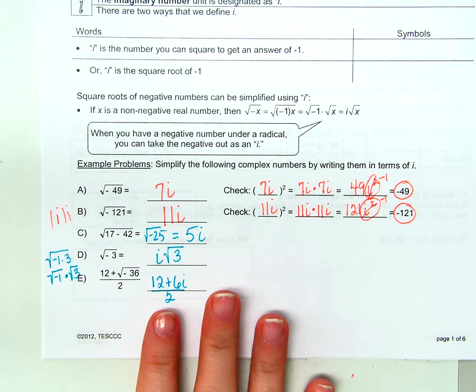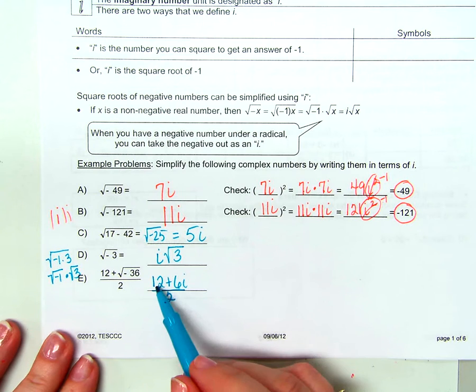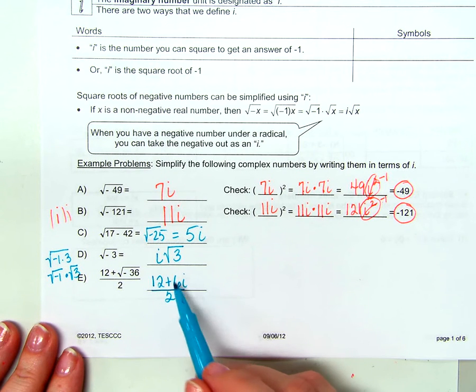It can't work here. We cannot combine real parts and imaginary parts. Okay? i is not a variable. I'm not going to put something in later on for i, but it follows all the rules of variables. I can't add 12 and 6i because this is a real part, this is an imaginary part. Can I divide them?